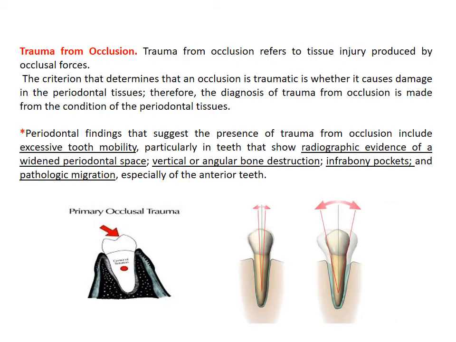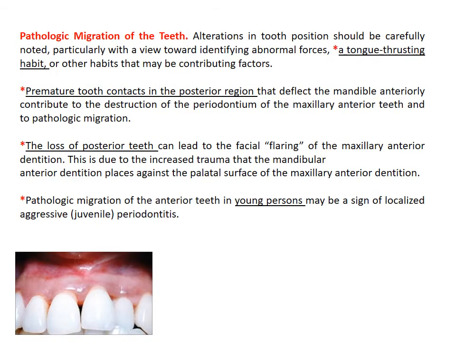Trauma from occlusion: if there is any trauma from occlusion, we can examine it at the first visit of the patient. During examination, there may be primary or secondary trauma, pathological migration of teeth, and also premature tooth contact in the anterior or posterior teeth, which may be due to migration of teeth from their position.